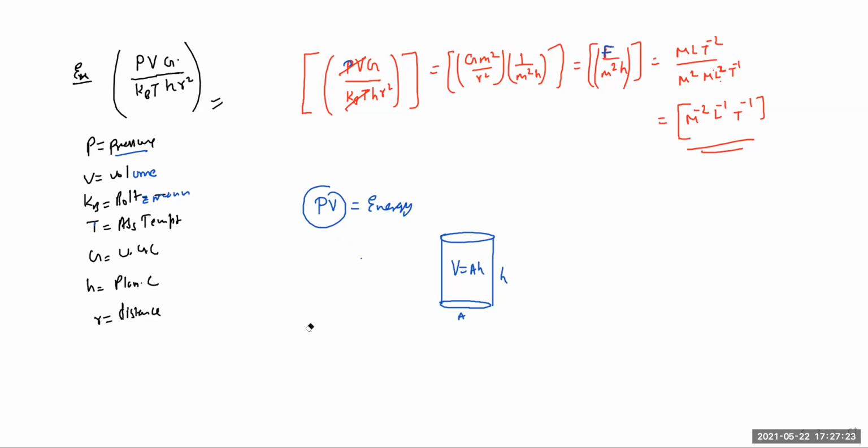So always remember that pressure into volume is dimensionally the same as energy. In fact, you will learn later in thermodynamics that the work done by gas equals pressure into volume change. This is the work done by gas. So work has the same dimension as pressure and volume difference. This is what we learn. The heat engine works on this principle, right? In the piston and the cylinder, something like that is there.